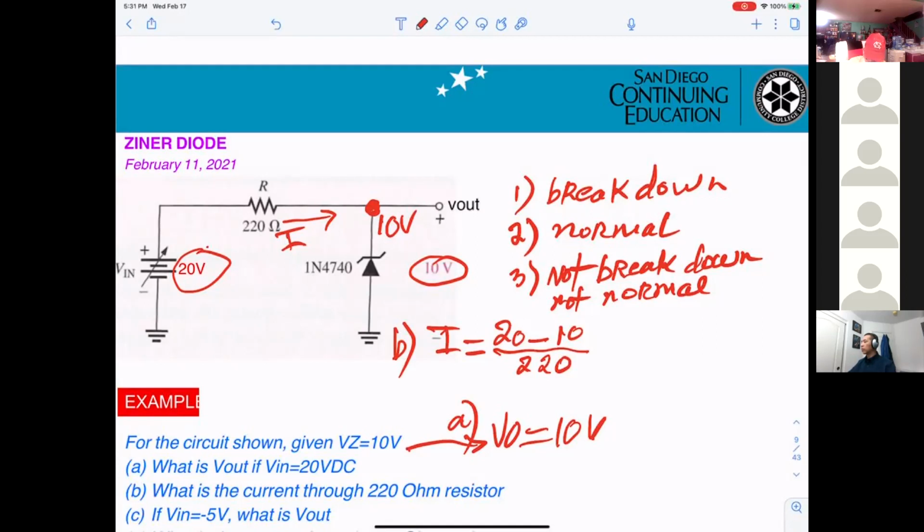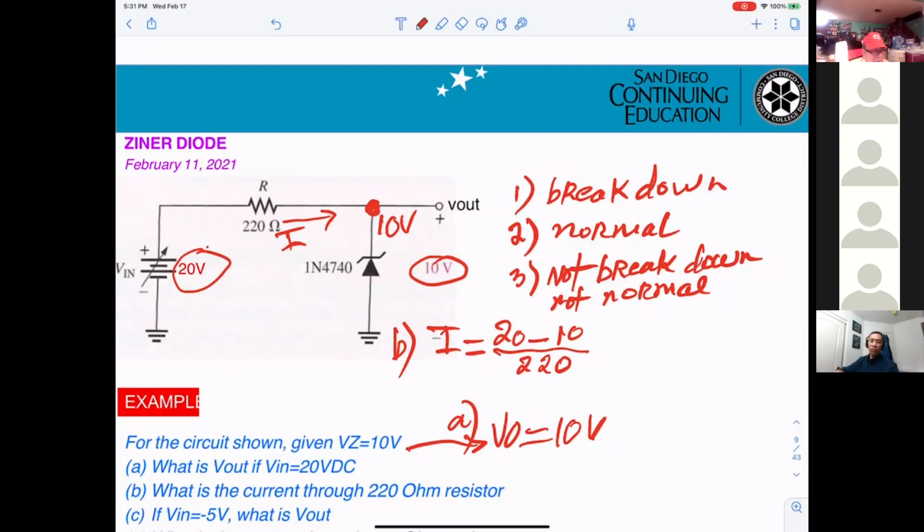Since this can only allow 10 volts, you have to subtract it from the original power source, and that's how we're getting 10. Because VG equals 10 volts.